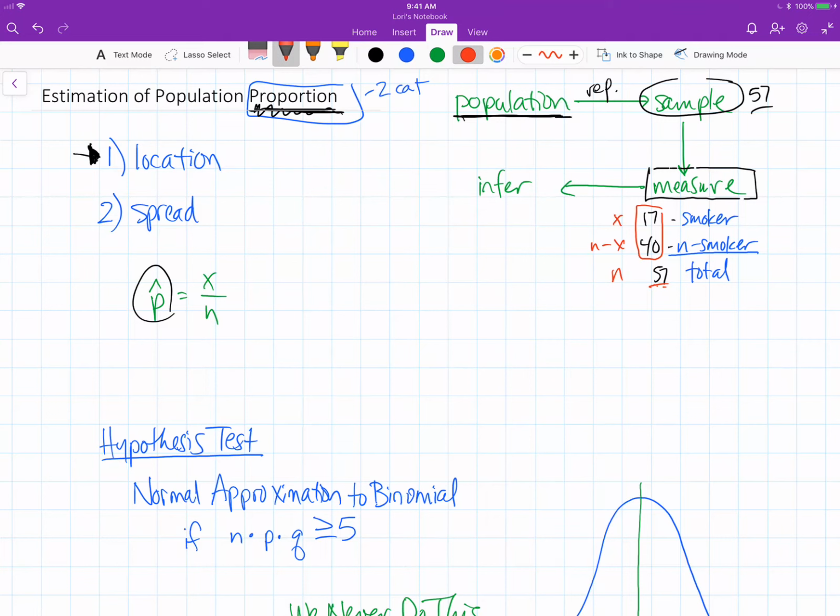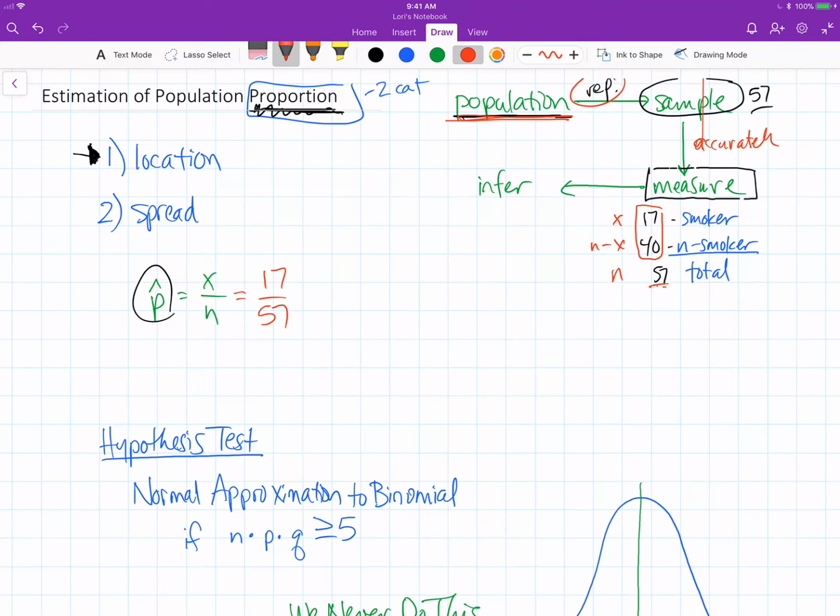So in this case, p-hat is x over n, which is equal to 17 over 57, and we call this an unbiased estimate. If we have indeed sampled a representative sample and we've taken our measurement accurately, then this is an unbiased estimate of what we would find in the population if we were able to ask every single person. So it is an unbiased estimate of the population proportion.